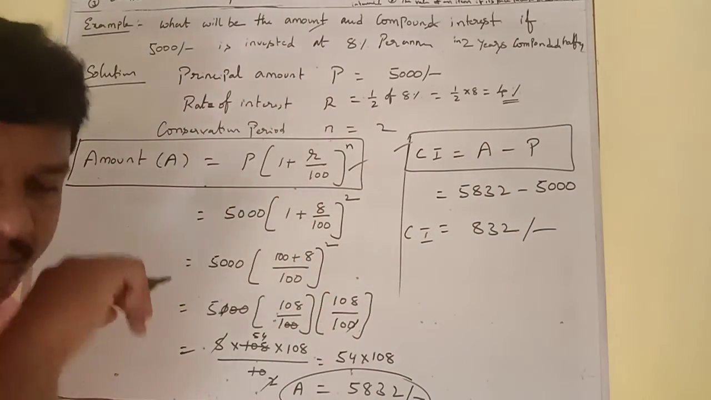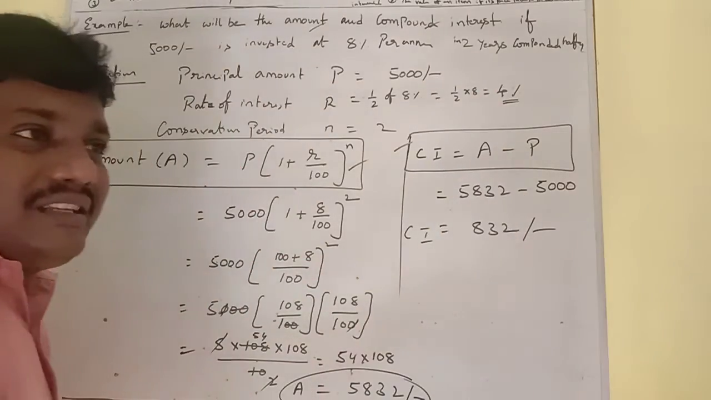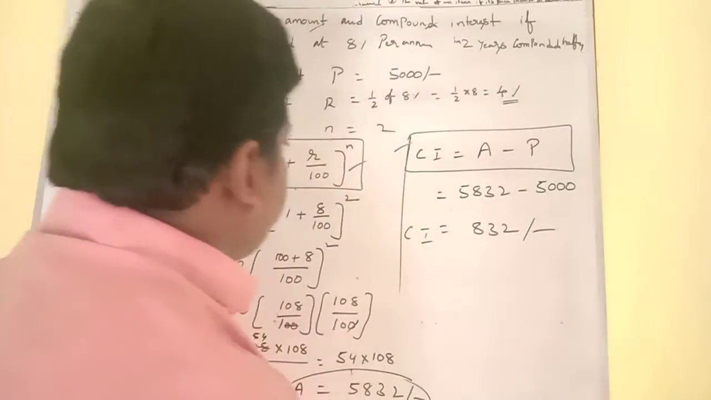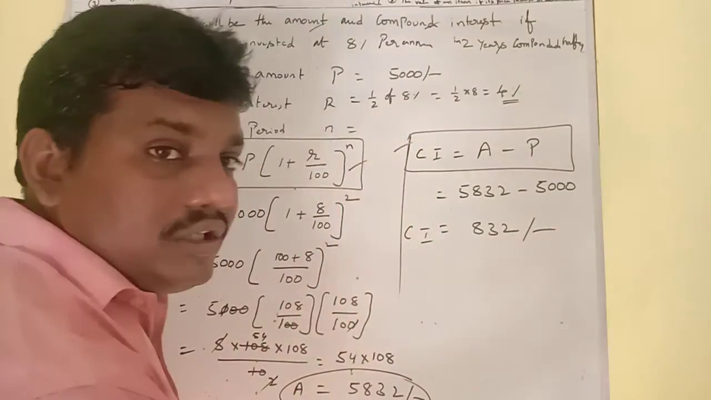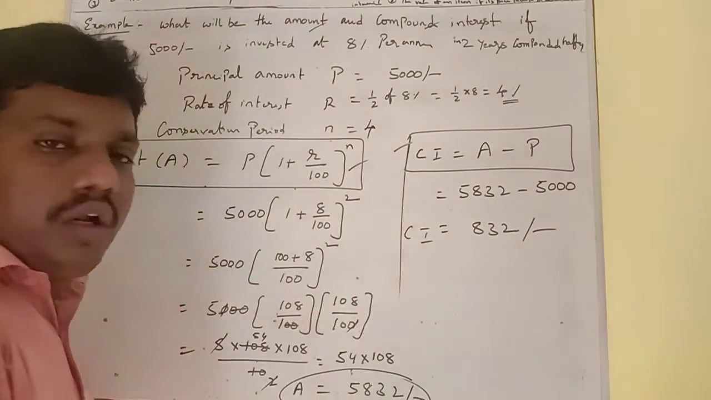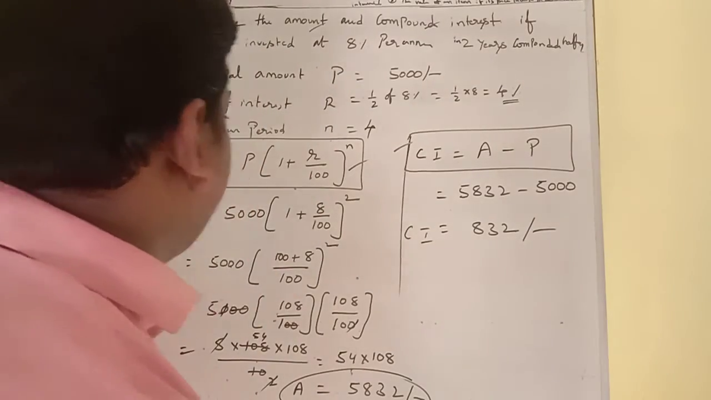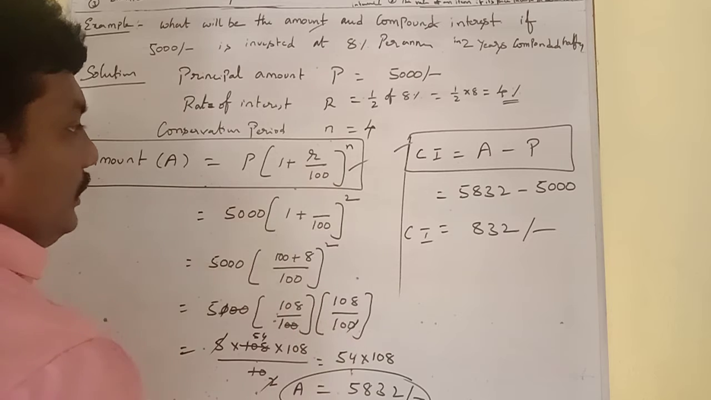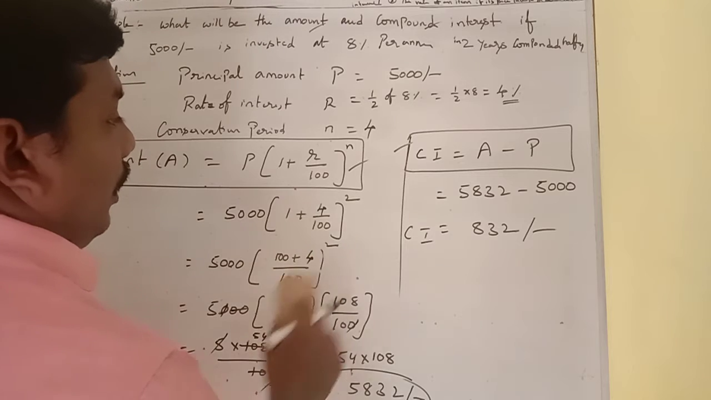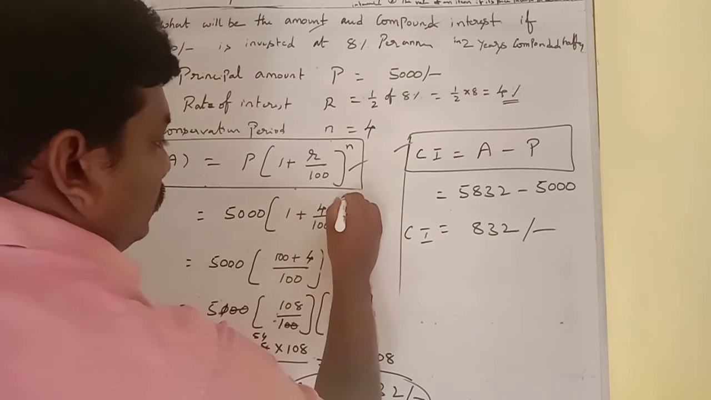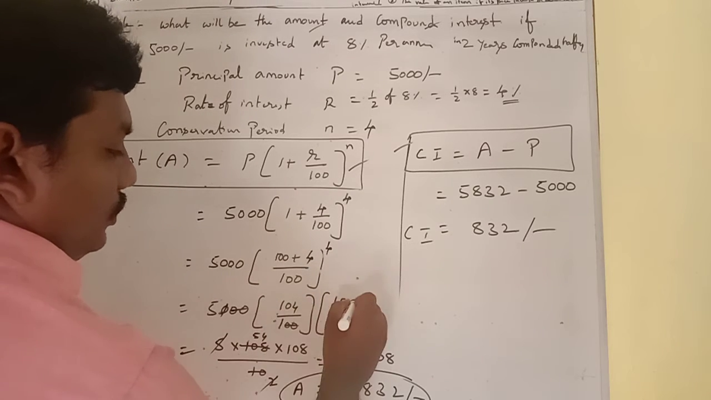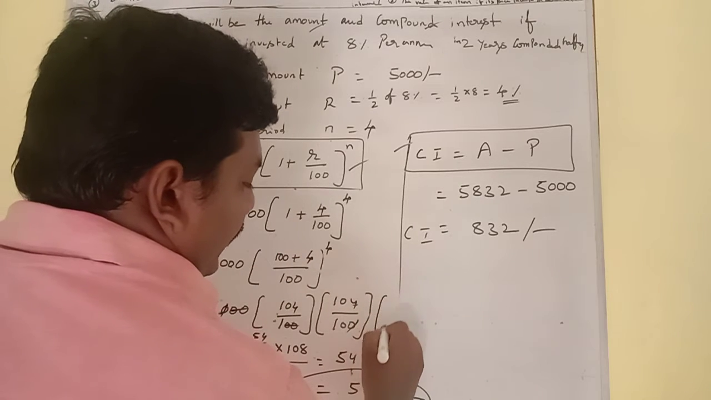Now what is the conversion period? In 2 years, how many 6 months are there? In 1 year there are 2 half years, so in 2 years there are 4 half years. So there are 4 time periods. Now we calculate with the same formula, but in place of the rate we take 4, and the number of time periods is also 4. So this is 104 and 104, 4 times.